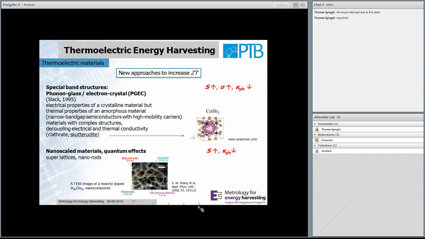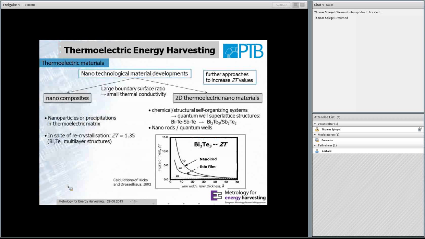The other way is development of nanoscaled materials. There are also in principle two directions. Maybe Alex will tell you something more about that. Only short remarks. We have in principle bulk materials which consist of nanoparticles, and the reduction of the thermal conductivity is caused by scattering of the phonons at the grain boundaries of the nanoparticles inside this bulk material.